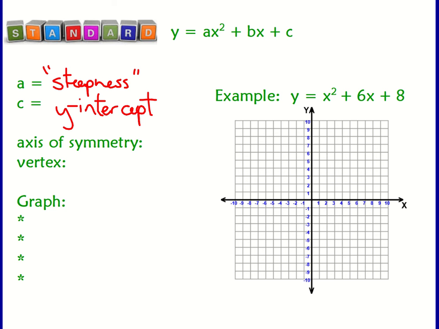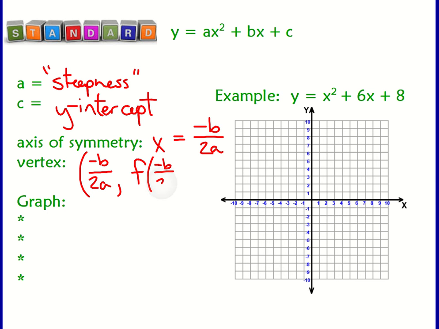However, we do have a formula that I can use to find the axis of symmetry, and then from there to find the vertex. And that formula is that the x-coordinate for the axis of symmetry is x equals negative b over 2a. Once I've found the x-coordinate of the axis of symmetry, I'm going to find the vertex. Because the vertex is always on the axis of symmetry, the vertex x-coordinate is negative b over 2a, and the y-coordinate is whatever we get when we substitute that in. I'm just going to write that as f of negative b over 2a, but all that means is to plug in the x-coordinate to find the y-coordinate.